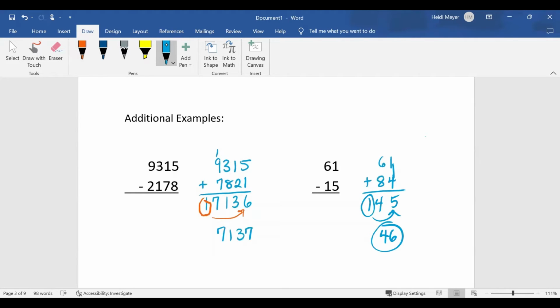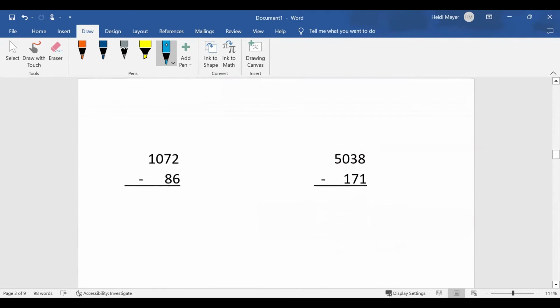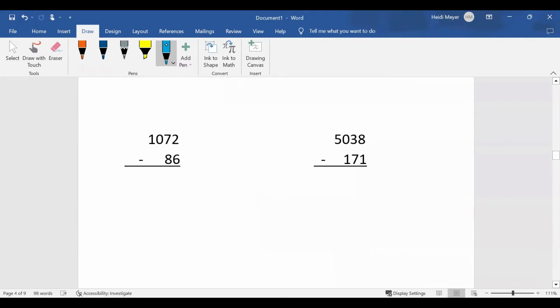So far, all of the problems that I've worked have had the same number of digits in both of the numbers in the subtraction problem. 4 digits minus 4 digits, 2 digits minus 2 digits. What do you do if you have a different amount of digits in what you're subtracting? Well, what you want to do is think of these empty spaces in the front as being zeros.